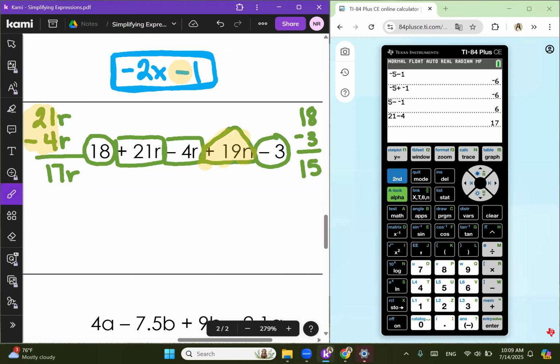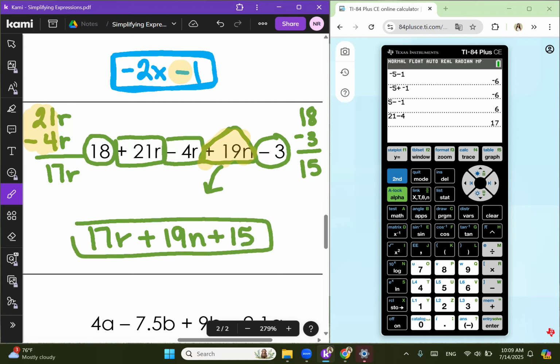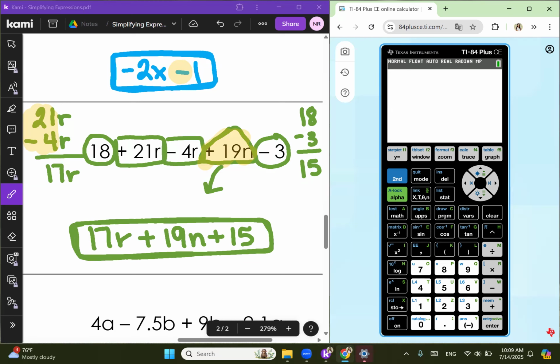Now, because this one here is all by itself, that's going to be one that we just bring down. If it doesn't combine anything, that doesn't mean you don't use it. That does not mean it disappears. You still want to include it in the answer. So that 19n, just bring it down. And then my 15 is positive, so we connect it with a plus sign. Notice how large that answer is. Like I said before, when we are solving equations, you'll have a single digit answer, but with expressions, you can have large expressions, okay?